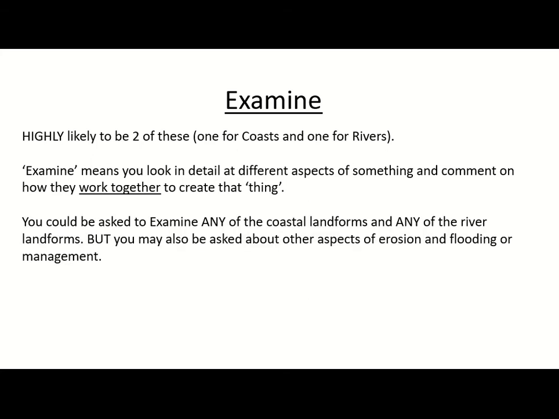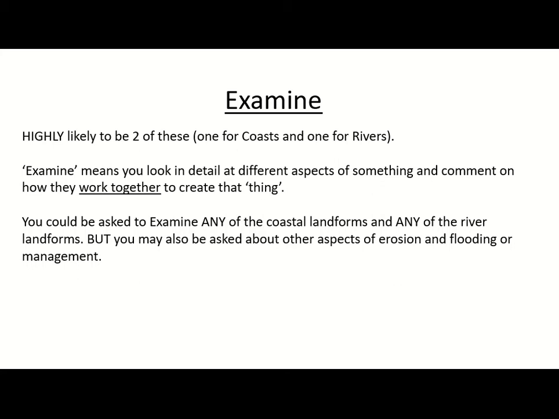So when it comes to coasts and rivers, you could be asked to examine a coastal landform, for example. So what different processes worked to create this arch? Or in rivers, what different river processes work together to create this waterfall and gorge? So landforms of coasts and rivers are really good topics to use for examining, that you might get in your paper. You could easily be asked about erosion or flooding as well, and how different aspects work together to create the impacts of erosion or the impacts of flooding. It could even be a question about coastal or river management. You know, what different management techniques can be used to help reduce the impacts of erosion and or flooding. So these are all the types of ways you could go through for examine questions in coasts and rivers.